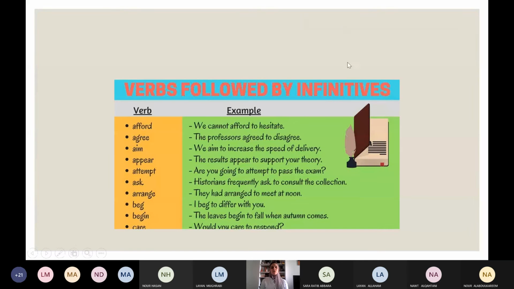Here, verbs followed by infinitives, like afford. You cannot afford to hesitate. This is out of the topic also, but sometimes we make mistakes in appear and aim to increase. Okay, so just to know it, this slide is just to know some verbs that are followed by infinitives.